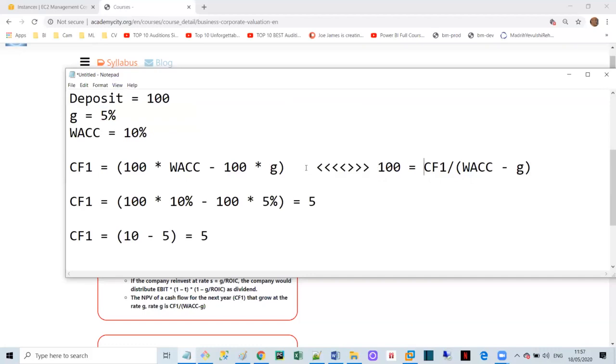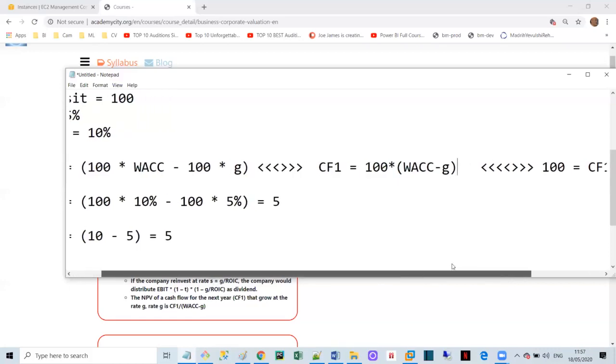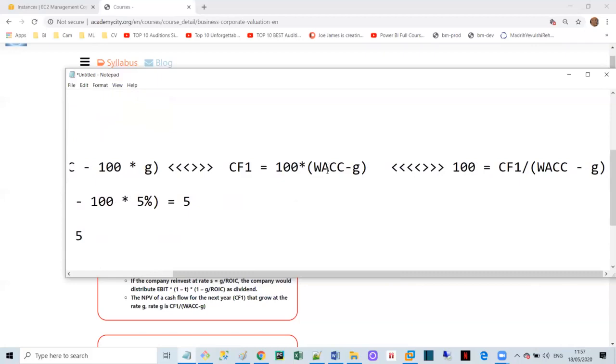Let me do one more step in the middle, okay? I jumped one step. I did it too fast. That will be equal to the 100 times WACC minus G. That's easier, okay? Because I just took the 100 out of the parentheses. So I have 100 times WACC minus G. Then moving to the next one, it's a little easier. I just take this one and move it to the other side. That becomes the 100 equal to the cash flow.